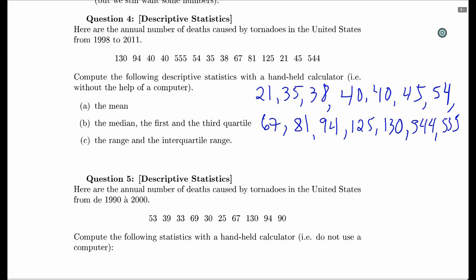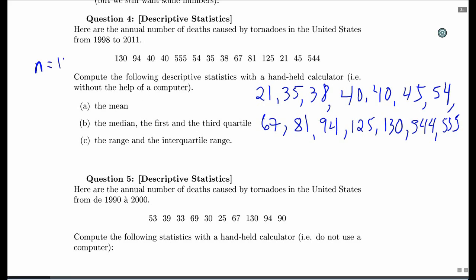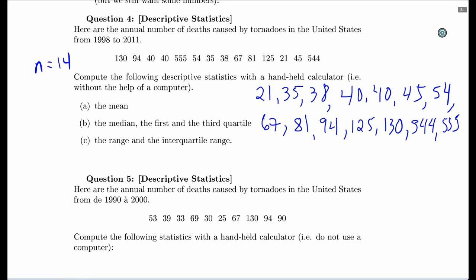Okay, and so when we're computing the median or even the quartiles, what we need to do is order the values in ascending order from smallest to largest. So for example, I put the first value, which is 21, and then wrote down the next value, 35, 38, and so on, right up to the largest value, which is 554. And so here we have the values in ascending order. And we need to determine how many values that we have. So here we have n equal to 14 observations.